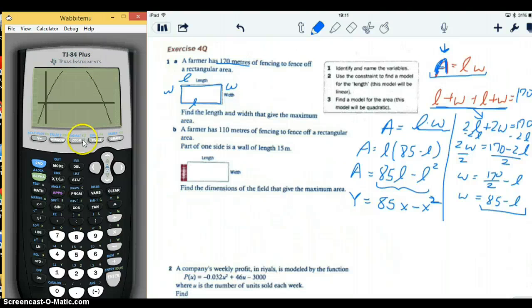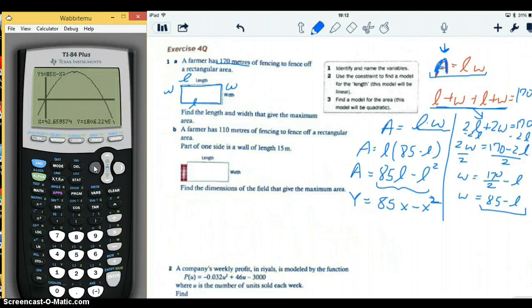Okay, so let's try that again. I need to adjust the zoom again. Zoom, zoom fit, and then it'll bring the top down so that I can see it. There it is. Okay, now the question is, where is this point here? Let's figure that out. We use trace, and then, oh, yeah. So it's about x equals 45.